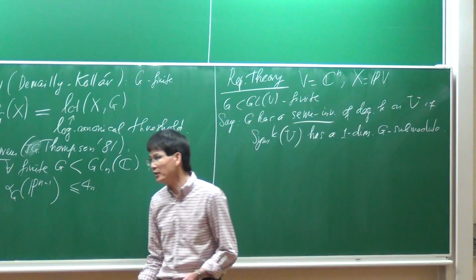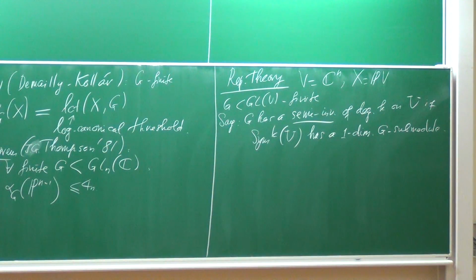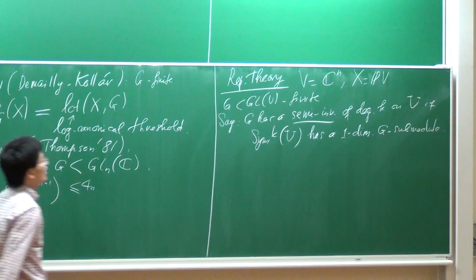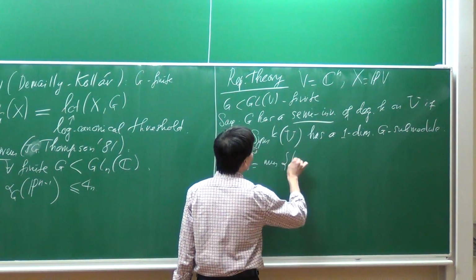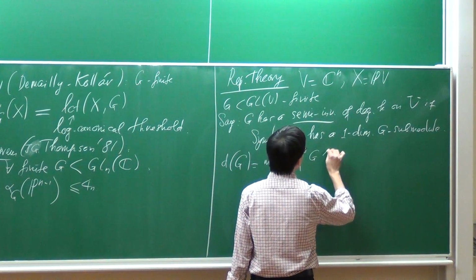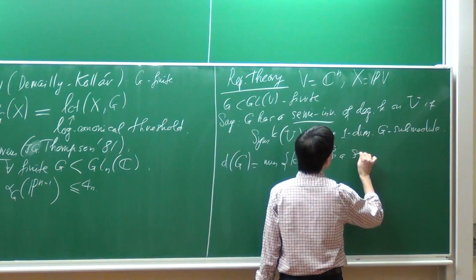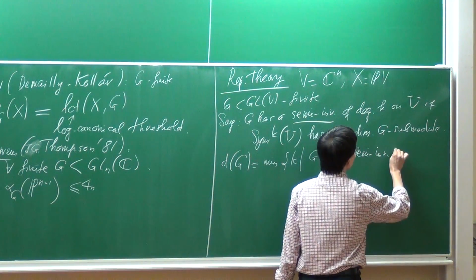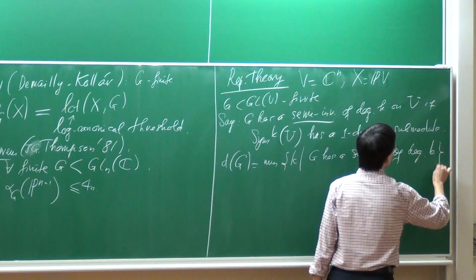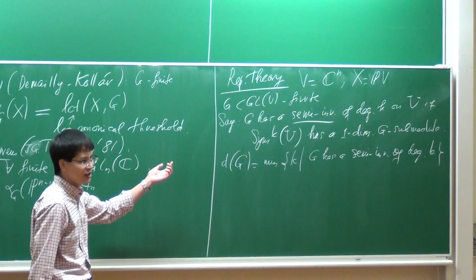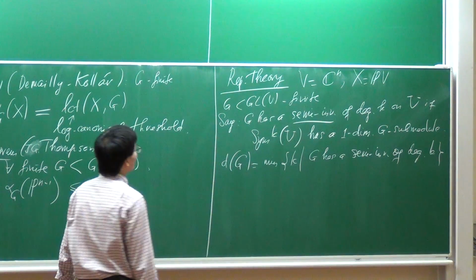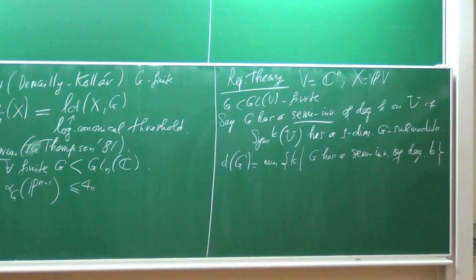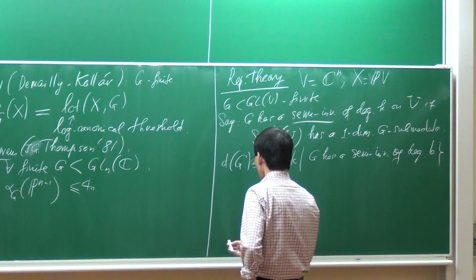So if the module is trivial, then what you get is just an invariant. And then let us define d(G) to be the minimum k such that G has a semi-invariant of degree k. Now it's easy to see that d(G) exists because it's bounded by the order of G, which is finite.